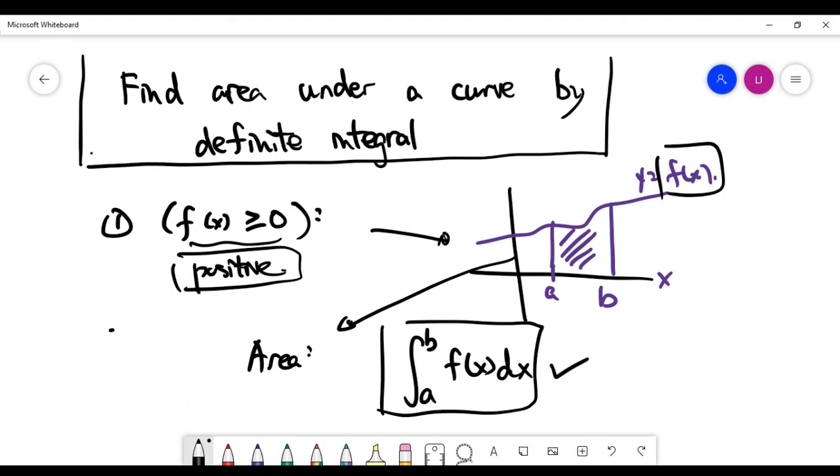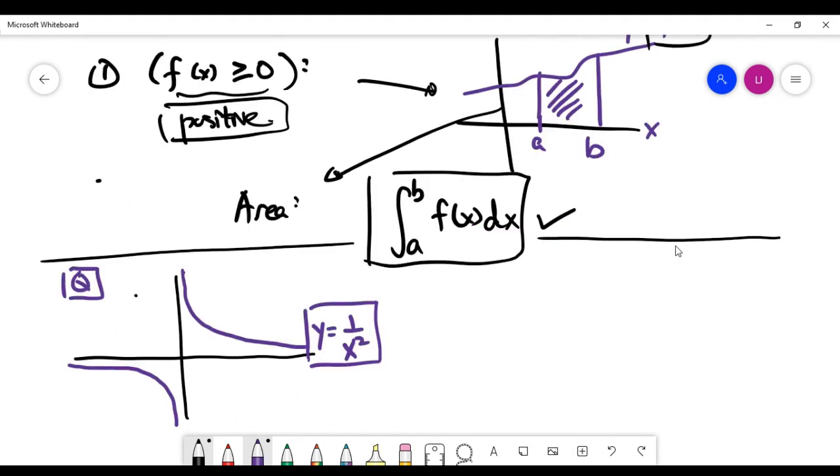Let's do an example now. Please look at the current function, y equals 1 over x squared, and I plot the graph in the purple line here. Let's say now I would like to ask you to find the area of the shaded region, which is bounded by the curve, and also from x equals 1 to x equals 3. That's the shaded part we look at.